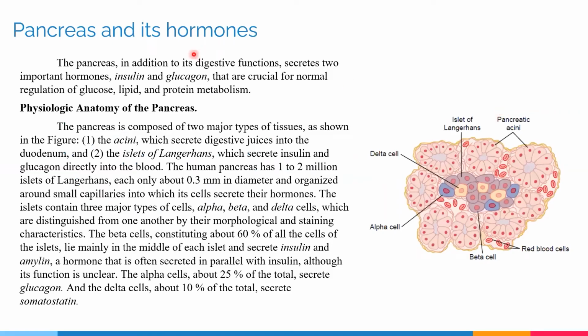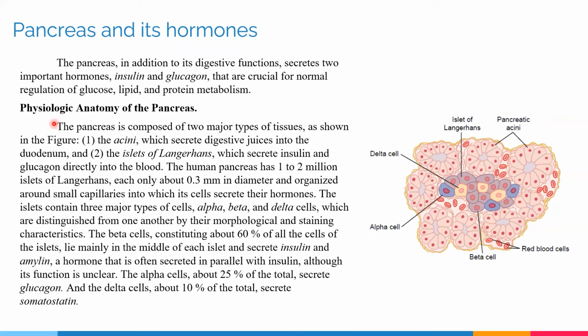First, let us look into the pancreas and its hormones. The pancreas, in addition to its digestive functions, secretes two important hormones, insulin and glucagon, that are crucial for normal regulation of glucose, lipid, and protein metabolism.